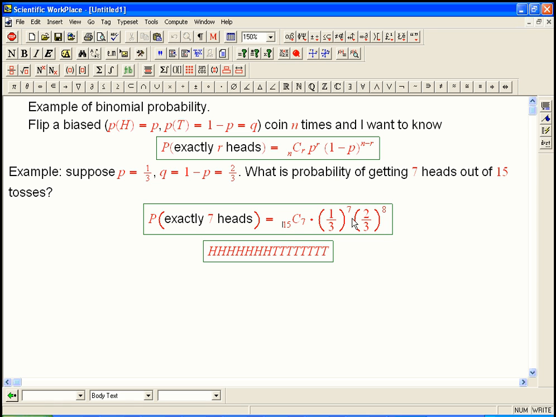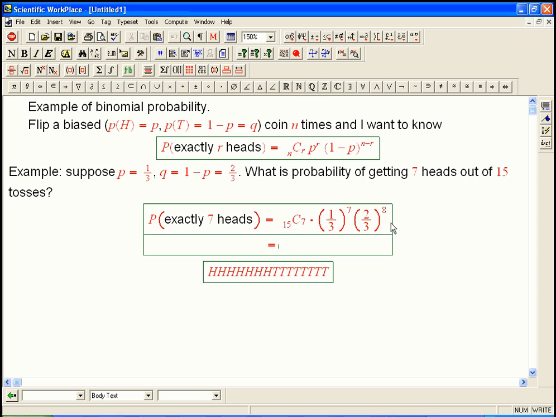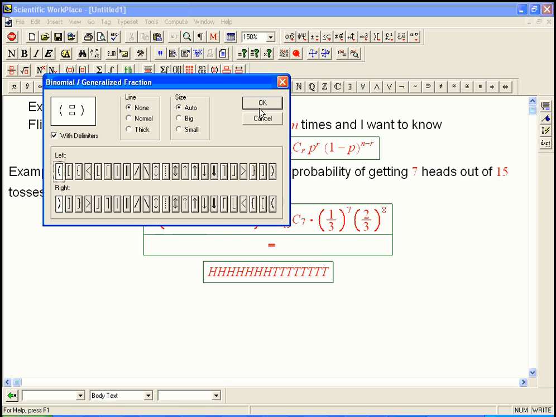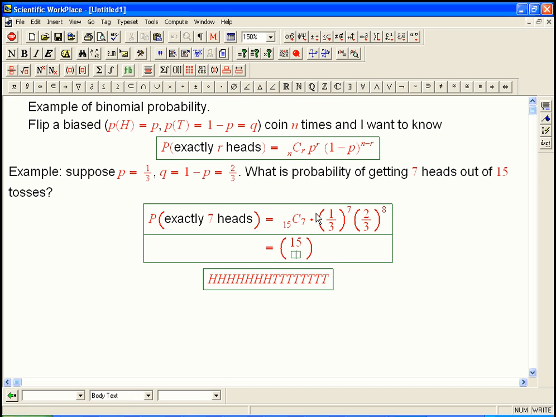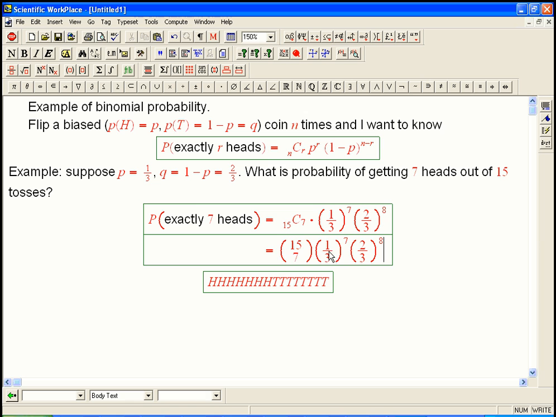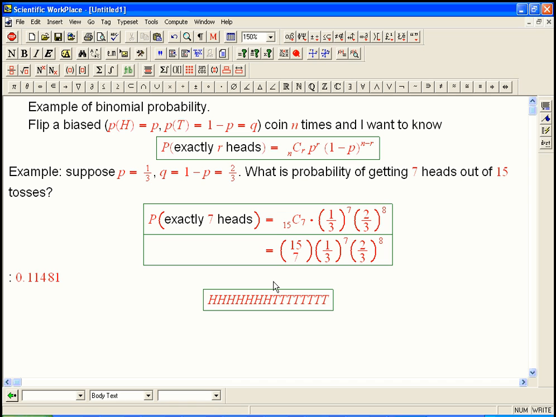In order to get the computer to calculate that for us, it likes the n choose r notation. And let's compute it numerically. About 0.115, a little less than 1 out of 9. 1 out of 9 times you will get exactly 7 heads out of 15 tosses for this biased coin.